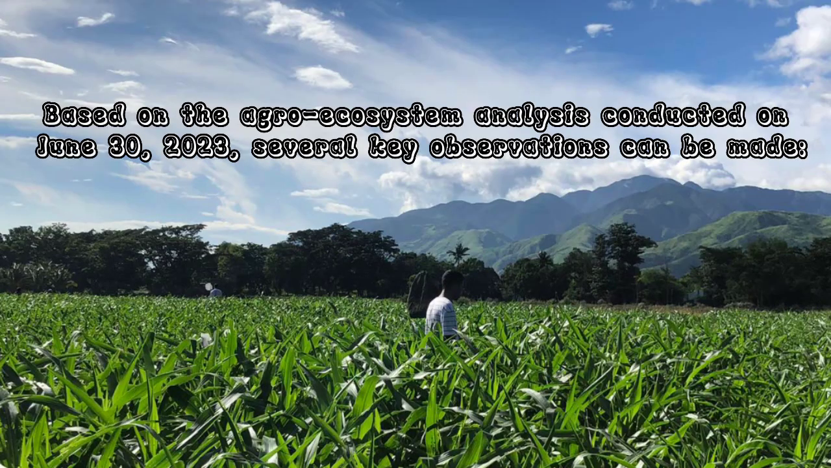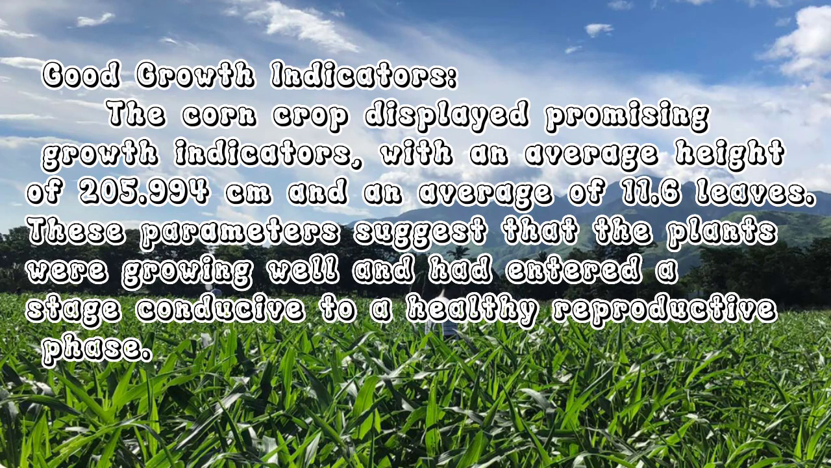Based on agro-ecosystem analysis conducted on June 30, several key observations can be made. So, first, good growth indicators. The corn crops displayed promising growth indicators with an average height of 205.994 cm and an average of 11.6 leaves. These parameters suggest that the plants were growing well and had entered a stage conducive to a healthy reproductive phase.